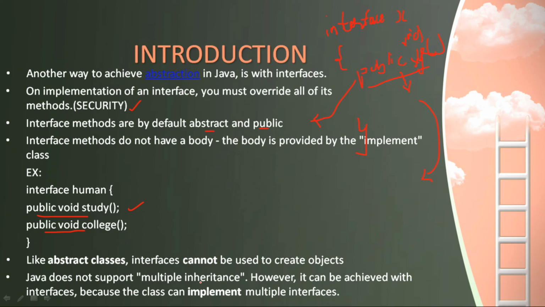Java does not support multiple inheritance. The main drawback in Java is it doesn't support multiple inheritance. In an upcoming video session I will discuss inheritance, multiple inheritance and the types of inheritance. However, it can be achieved with interfaces because a class can implement multiple interfaces.